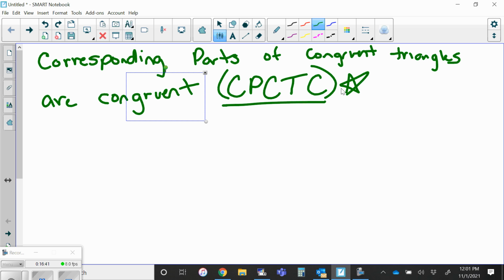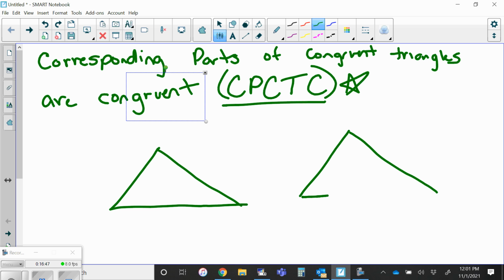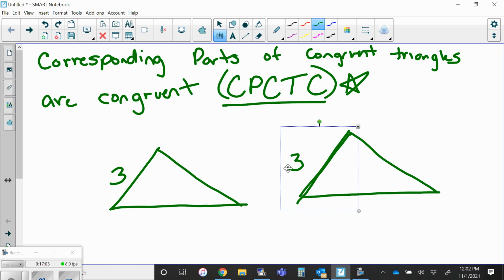So what if I told you this triangle is congruent to this triangle? Okay? And I've actually drawn them the same exact way. If this was 3, what would be the measure of this side? Why would you know that? Because CPCTC. Because corresponding parts of congruent triangles are congruent. Do you follow, yes or no?